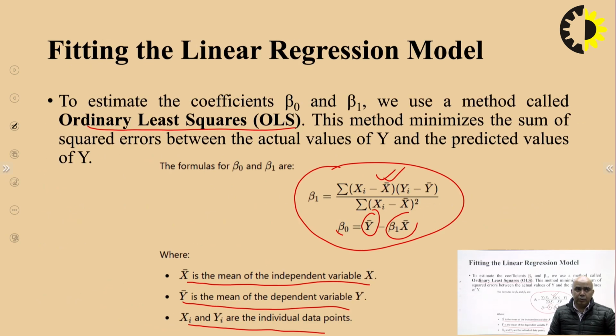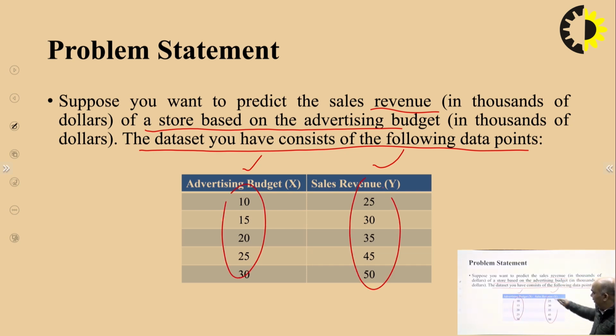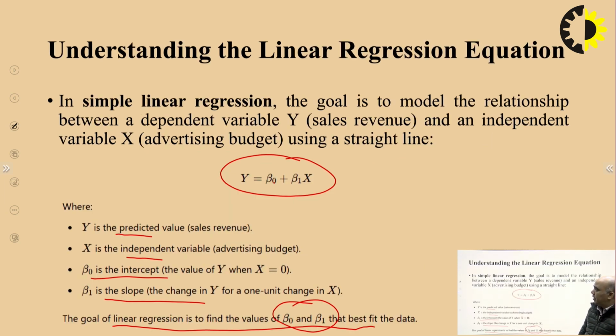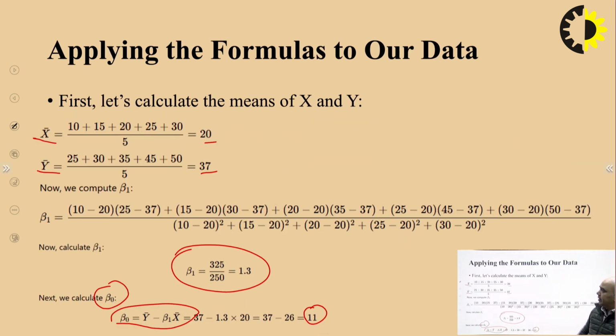So generally, what we do: this is the problem statement. Advertisement values are given, sales revenues are given, x and y. Now we have to apply this formula and find the value. First we need to find the value of beta naught and beta 1. For that we have to find the mean of the x and y variables. Then we compute the value of beta 1. Once we get the value of beta 1, we calculate the value of beta naught. This way we have calculated beta naught.